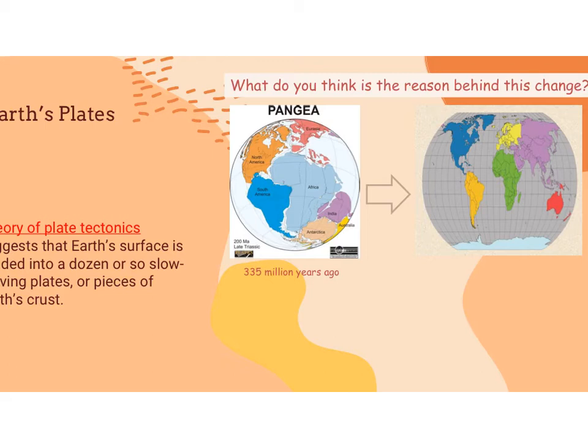So, the theory of plate tectonics suggests that Earth's surface is divided into a dozen or so slow-moving plates, or pieces of the Earth's crust, that can move, but they are moving at a very, very slow speed that you can't notice. Why do these plates move?